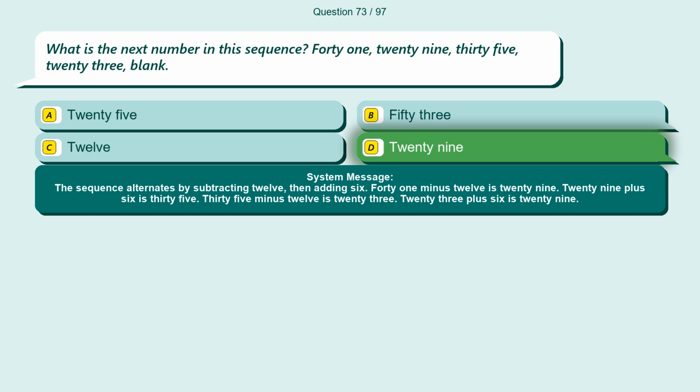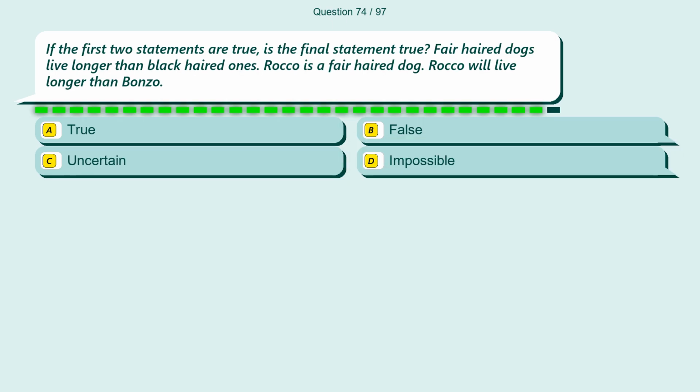41 minus 12 is 29. 29 plus 6 is 35. 35 minus 12 is 23. 23 plus 6 is 29. Question 74. If the first 2 statements are true, is the final statement true?